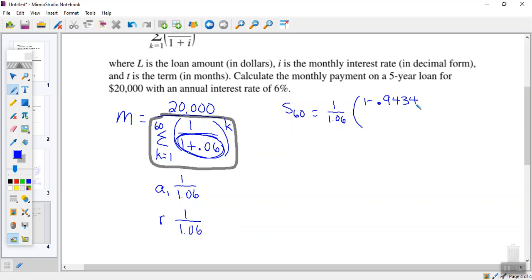All to what power? How many months or how many terms, kids? 60. And then this is going to be over 1 minus r, 1 minus 0.9434. Boy, I'm wondering about this right here, okay? So we think that this is 0.9434. That's this value here, right?